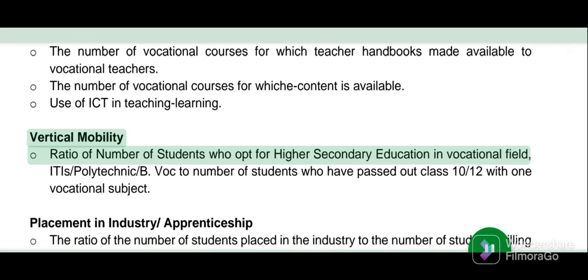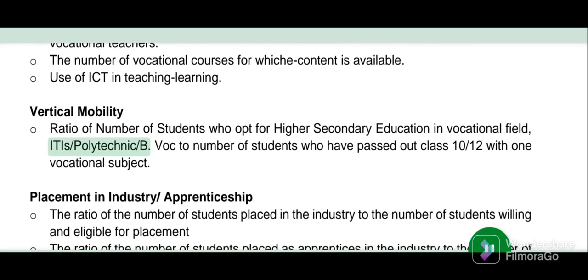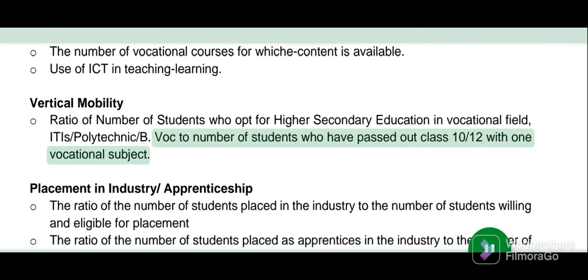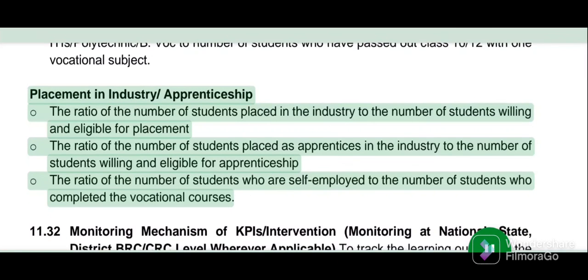Vertical mobility: ratio of number of students who opt for higher education in the vocational field, like polytechnic, B.Voc, to the number of students who have passed out class 10-12 with one vocational subject. Placement in industry, apprenticeship: the ratio of the number of students placed in the industry to the number of students willing and eligible for placement, or the ratio of the number of students placed as apprentices in the industry to the number of students willing and eligible for apprenticeship, or the ratio of the number of students who are self-employed to the number of students who completed the vocational courses.